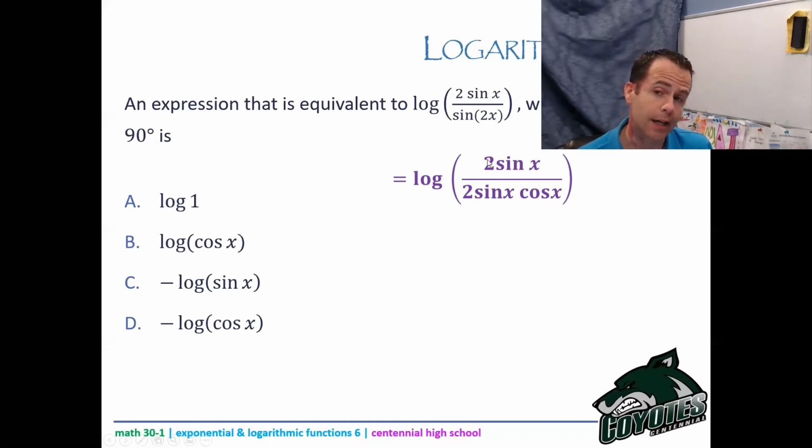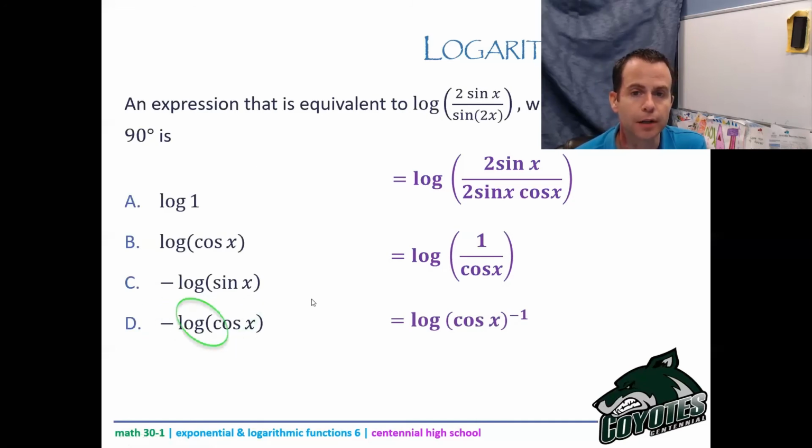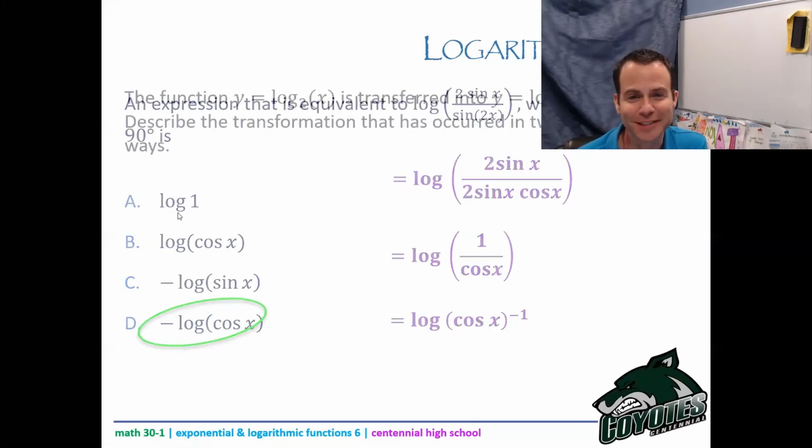Now I see, actually kind of cute, my 2's divide each other out. My sine x's divide each other out. So that's going to leave me with log of 1 over cos. 1 over cos is the same as cos to the -1, and then that -1 can come to the front, which gives me an answer of D. Isn't that fun? Perfect little question.